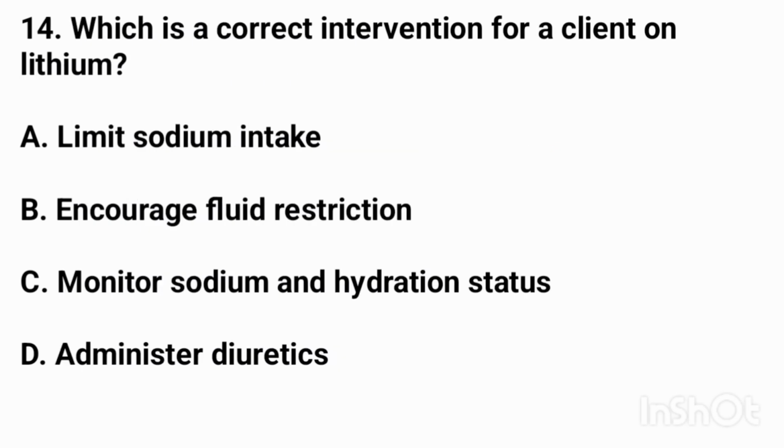Question number 14. Which is a correct intervention for a client on lithium? The right answer is option C. Monitor sodium and hydration status.